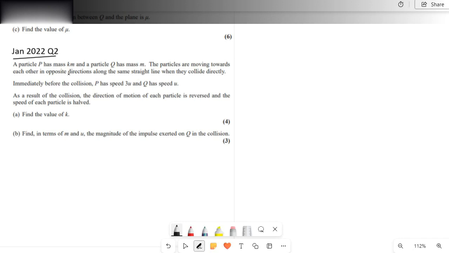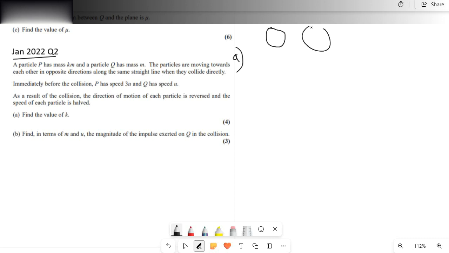A particle P has mass km and a particle Q has mass m. The particles are moving towards each other in opposite directions along the same straight line when they collide directly. Immediately before the collision, P has speed 3u and Q has speed u. As a result of the collision, the direction of motion of each particle is reversed and the speed of each particle is halved. So for part A, we first have to draw the situation again.